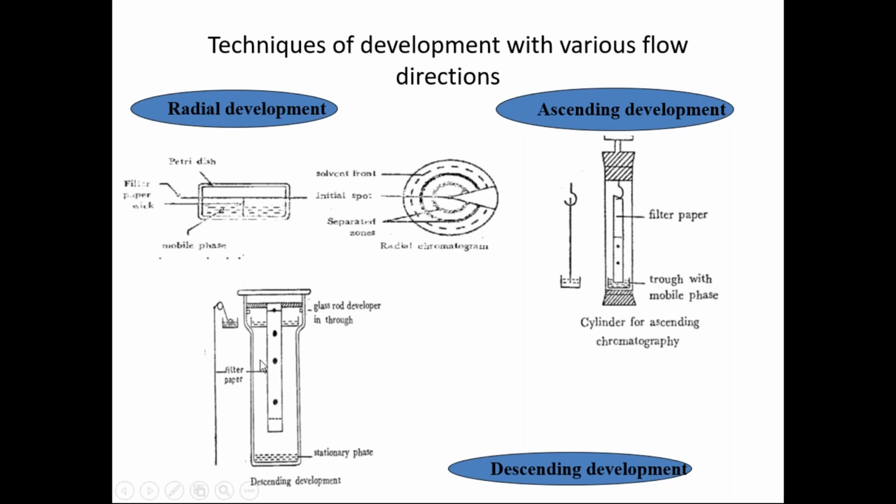A third method is descending development, also due to capillary action, but the solvent front moves from top to bottom. So we have a trough containing the mobile phase, and the paper is supported by a glass rod and dipped into the mobile phase so that it flows down the paper and the separation takes place. So you can use either a radial development or an ascending development or a descending development.